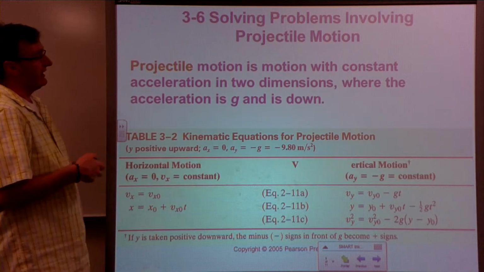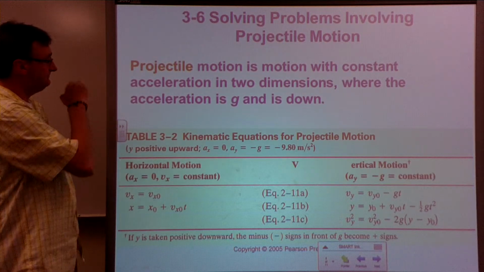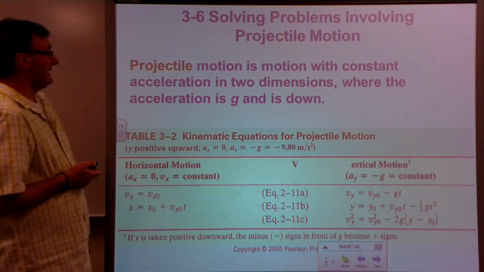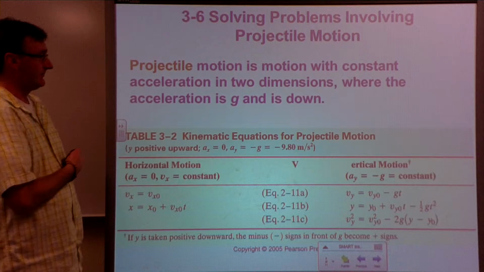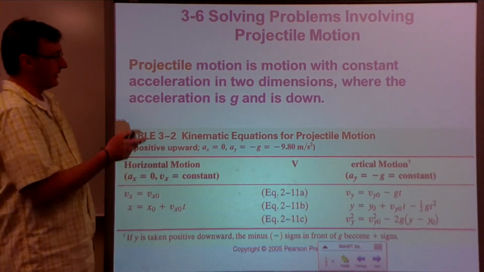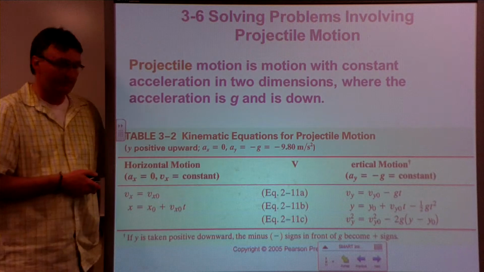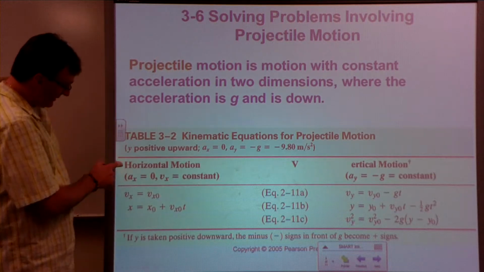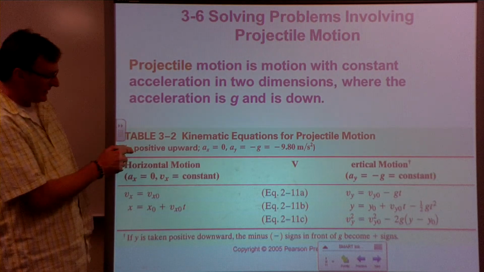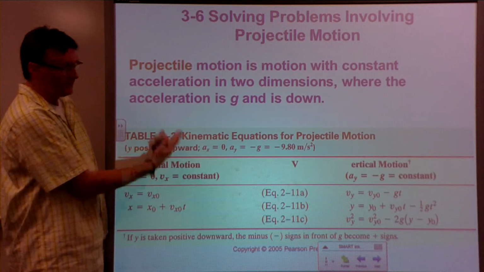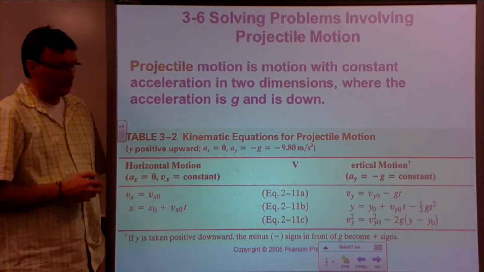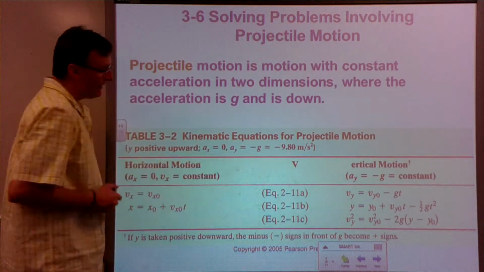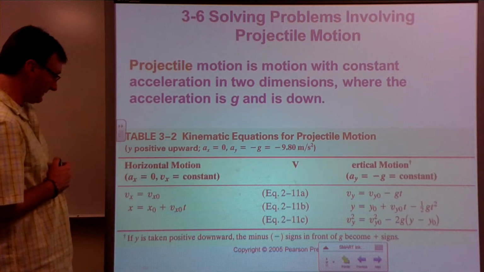So problem solving then, involving projectile motion. A couple of things to note about that is that it's motion with constant acceleration. It is in 2 dimensions, where the acceleration is g, which is 9.8 meters per second squared, and it's only in the y direction. So generally speaking, what we do is y is positive in the upward direction, the acceleration in the x direction is 0, and the acceleration in the y direction is minus g, which is minus 9.8 meters per second squared.